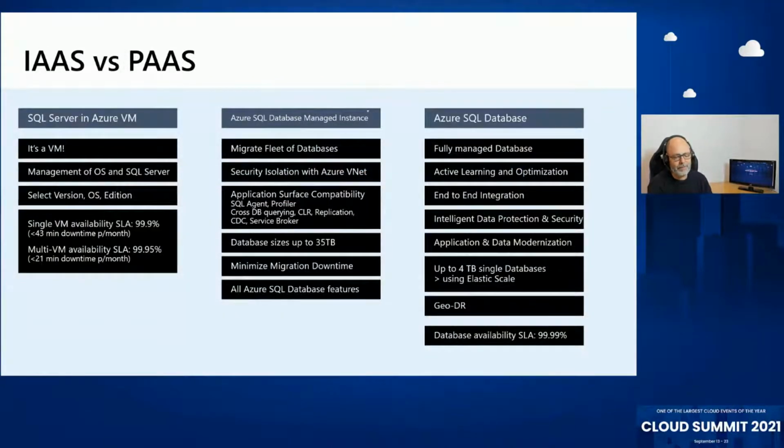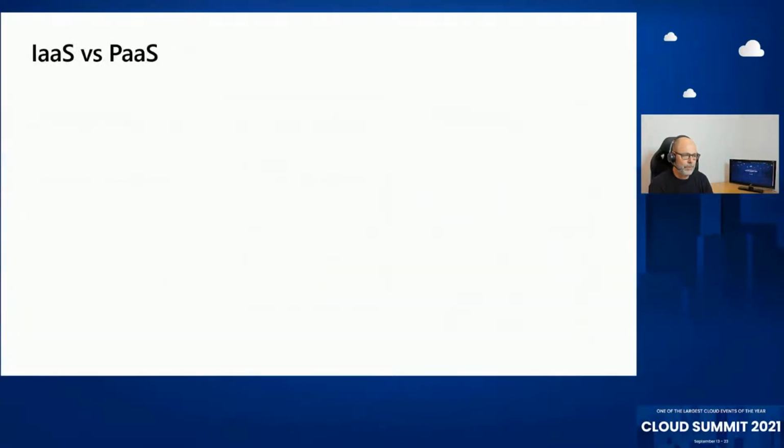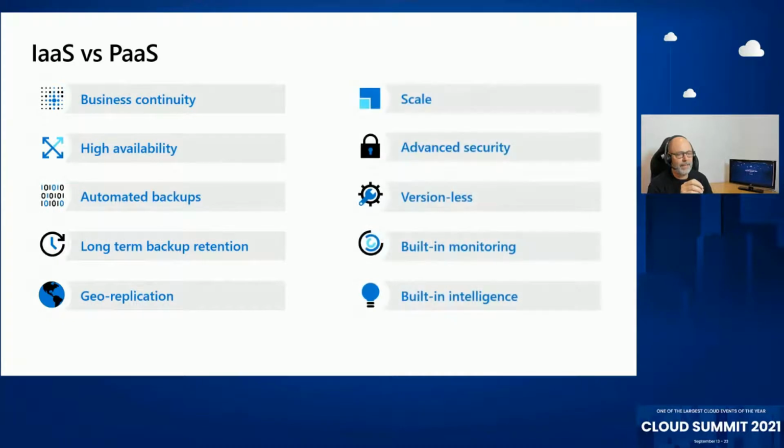So here we have some points of each of the offerings, right? Something to review maybe later. But what I would like to focus on is this difference between infrastructure as a service and platform as a service, and which are the benefits of all this offering in Azure. First of all, we have this concept of business continuity, right? We do have multiple options that allow us to have a highly available environment in Azure, in any of the options that we mentioned before.